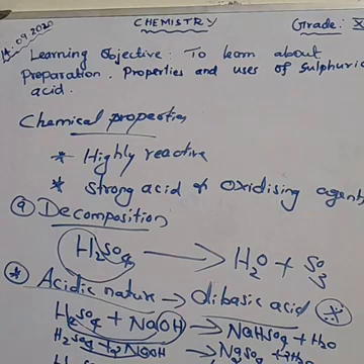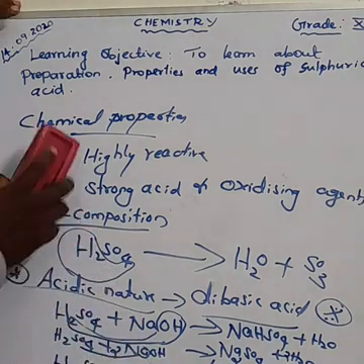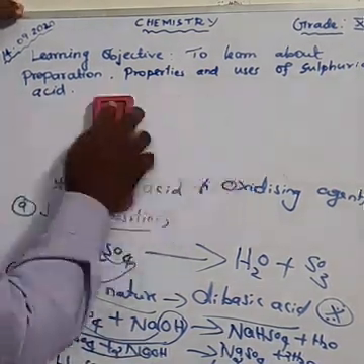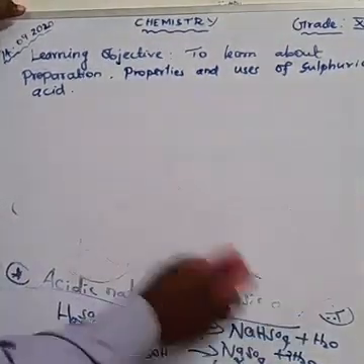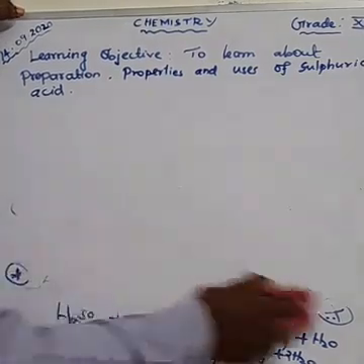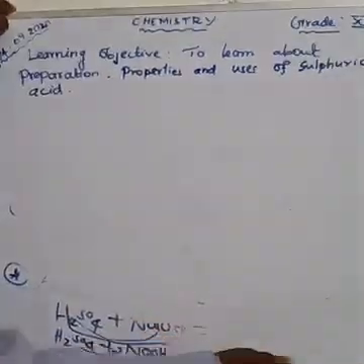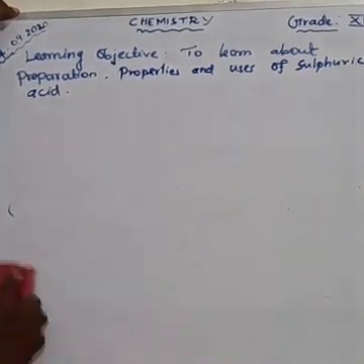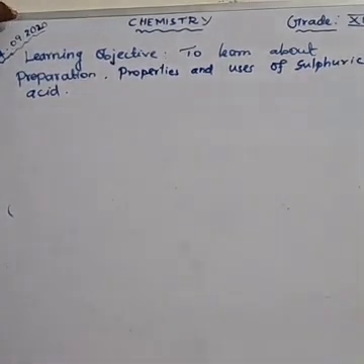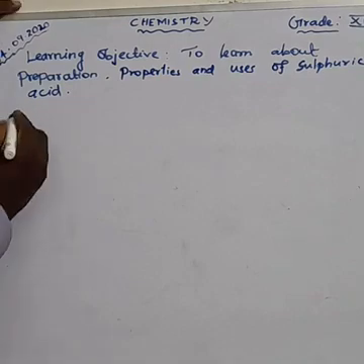Here, sulfuric acid is an oxidizing agent. It produces nascent oxygen, so it acts as an oxidizing agent. That means it produces a single atom of oxygen. So it is called an oxidizing property.